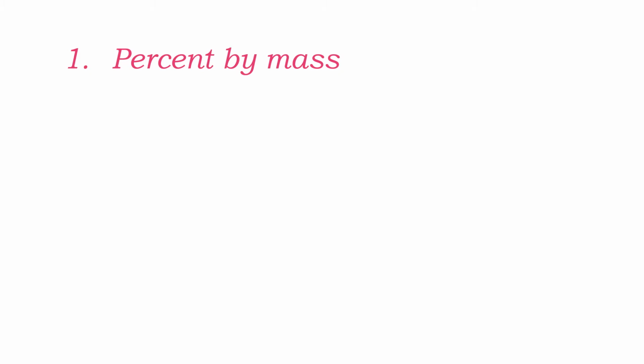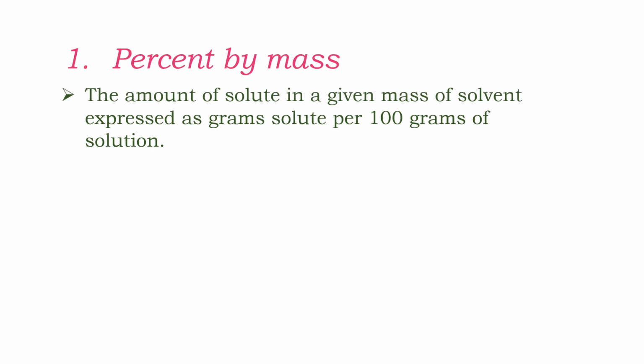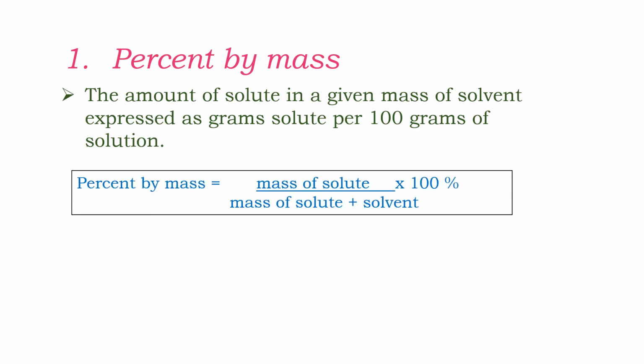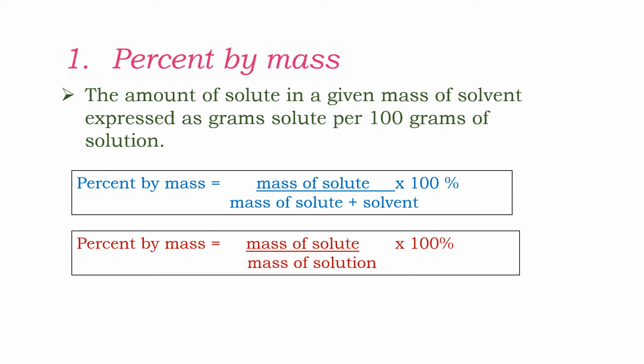What do we mean by percent by mass or the mass percent? That is the amount of solute in a given mass of solvent expressed as grams solute per 100 grams of solution. So ito po yung mga formula or equation na gagamitin po natin. Percent by mass is equal to the mass of solute divided by the mass of solute plus solvent times 100%. The mass of solute plus mass of solvent is the mass of the solution.